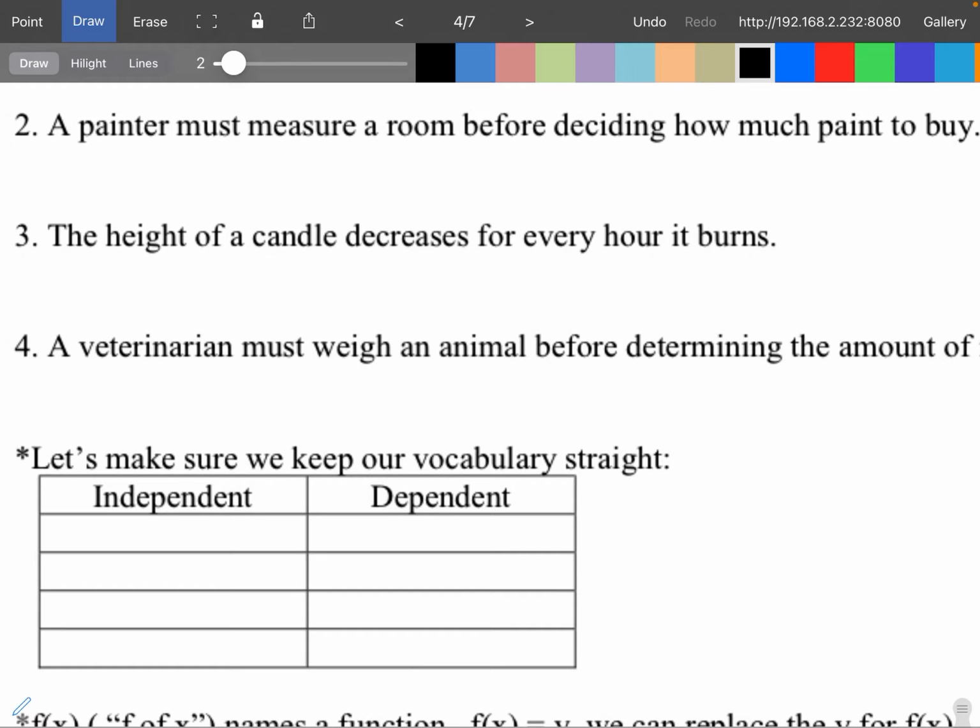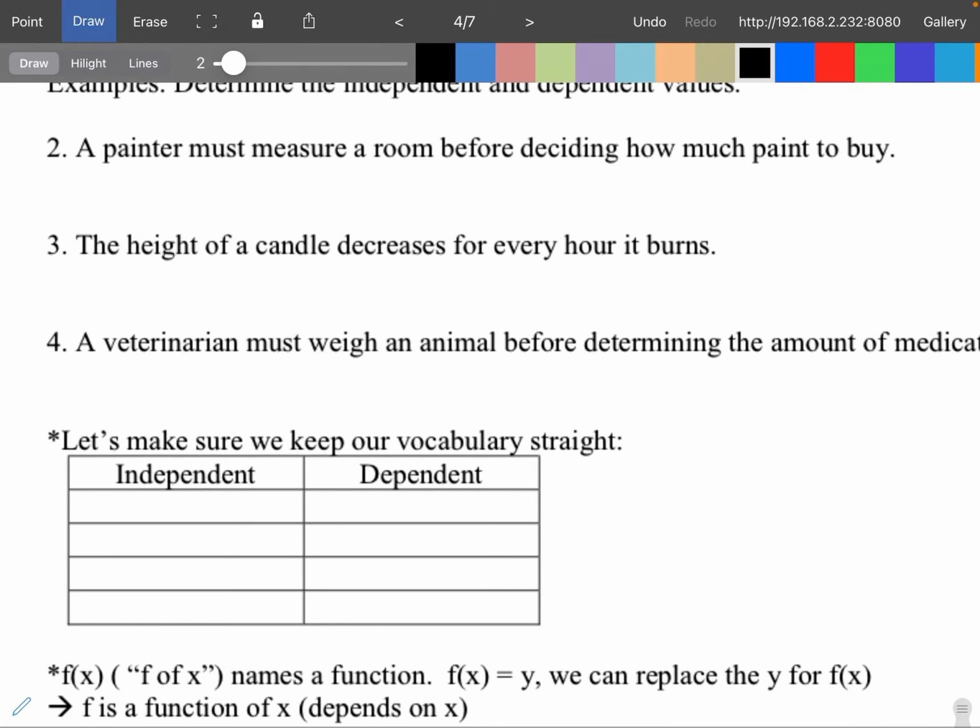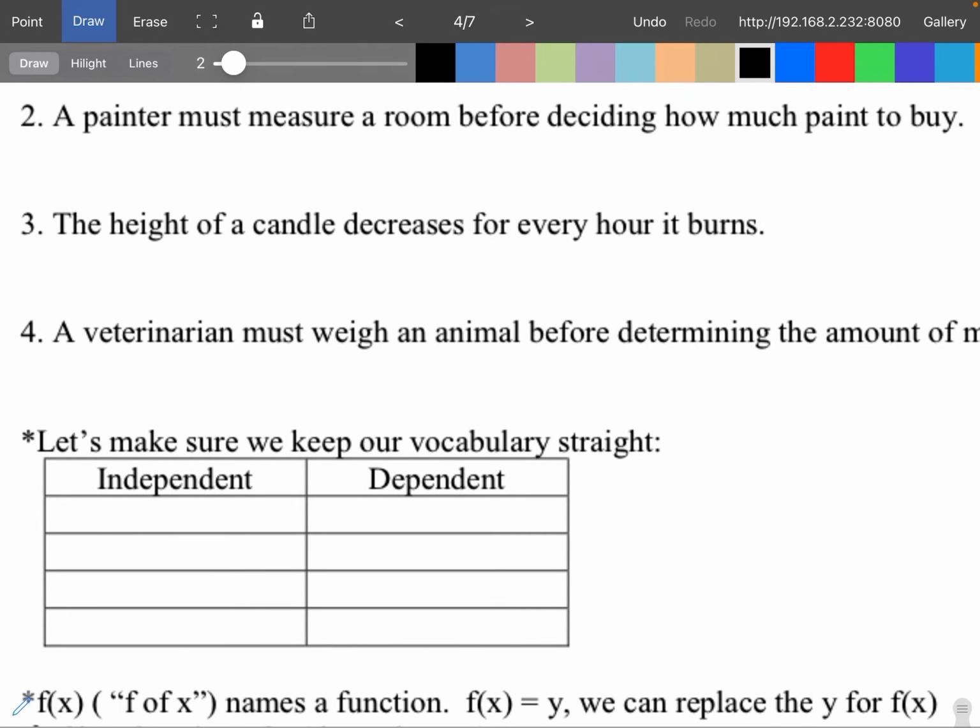Now on these next three examples, we have to decide what quantity would represent the independent variable, and which quantity would represent your dependent variable. So here's how you read these.